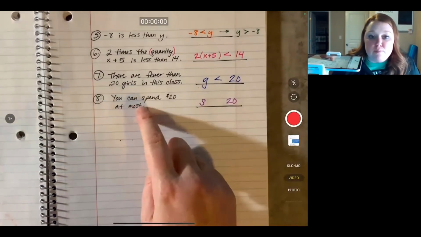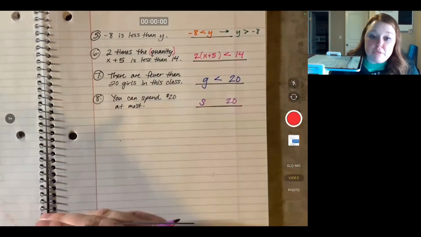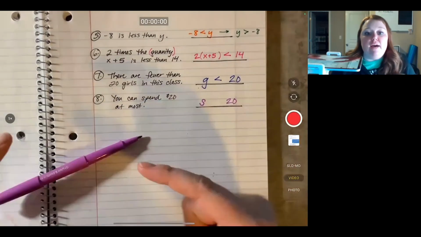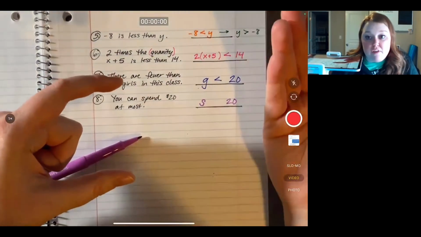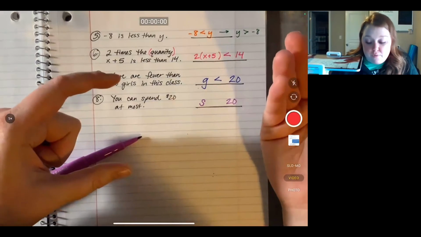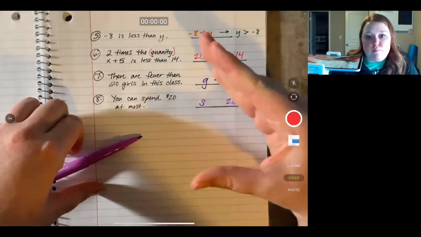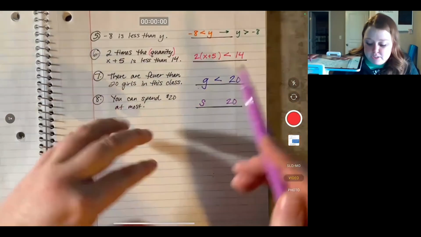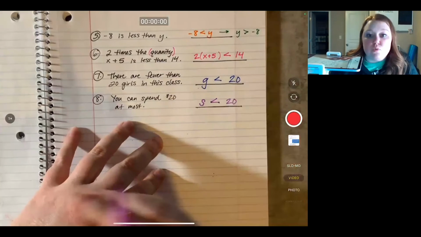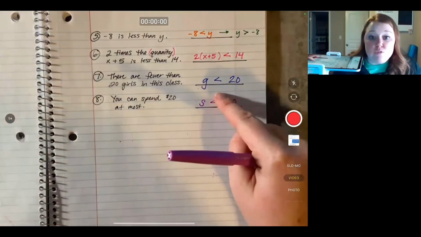Most people see most and they think more and they put greater. But you need to really think about this. If you only have $20 with you, can you spend $25? No, because if you put a statement like this, it'd be the amount you can spend is greater than 20. That's not true. I have to be at or below 20, right? Okay, so I can spend lower than 20.